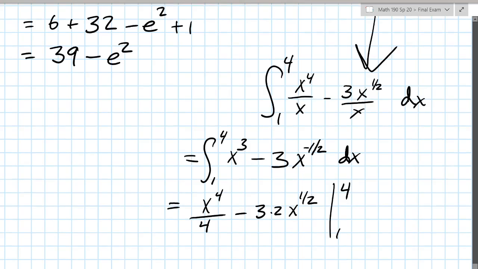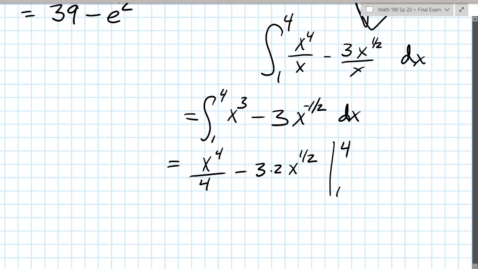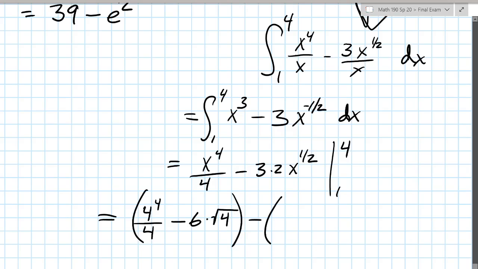Notice that in this problem, at x equals 0, the function was not continuous. But that's not going to cause any problems here, since our interval from 1 to 4 does not cross x equals 0. If it had, we would have problems that we would not at this point know how to deal with. So we have 4 to the fourth divided by 4 minus 6 times the square root of 4 minus 1 to the fourth divided by 4 minus 6 times the square root of 1.